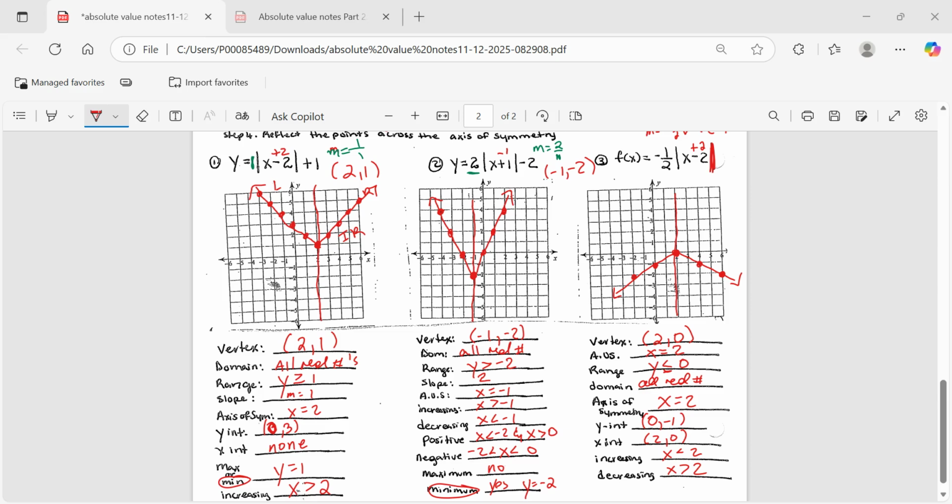All right, remember, in order to learn the mathematics, you must do the mathematics. Keep working.